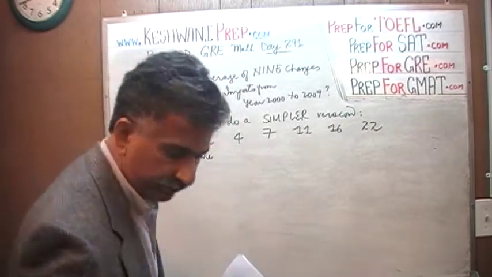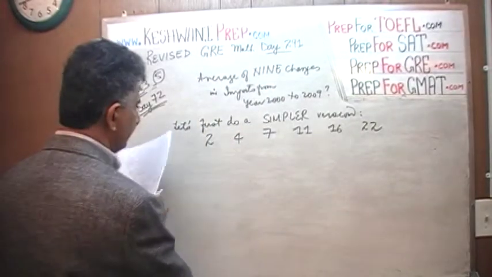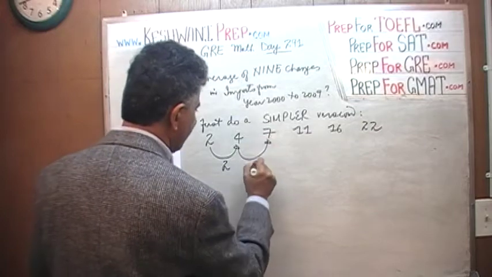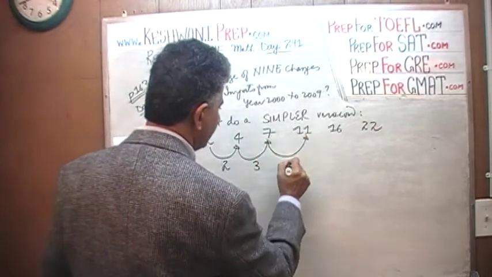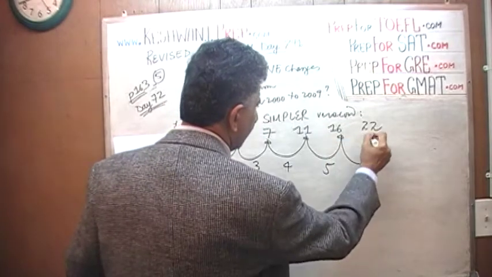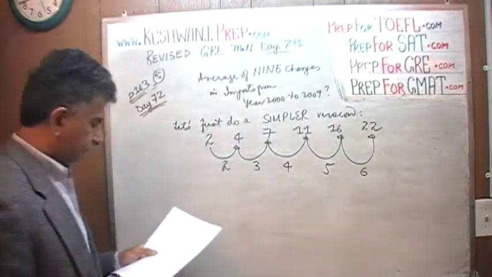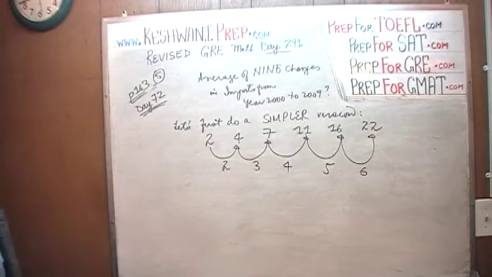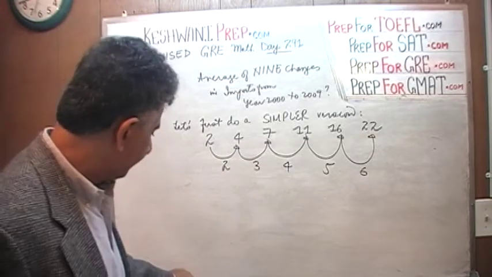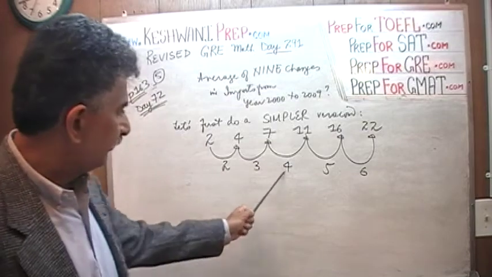I don't have to write all of this down, you can see here. So the 5 changes are going to be from here to here, the change is 2. From 4 to 7, the change is 3. From 7 to 11, the change is 4. 11 to 16, the change is 5. And 16 to 22, the change is 6. Since they are equally spaced, a difference of 1, 2, 3, 4, 5, 6.